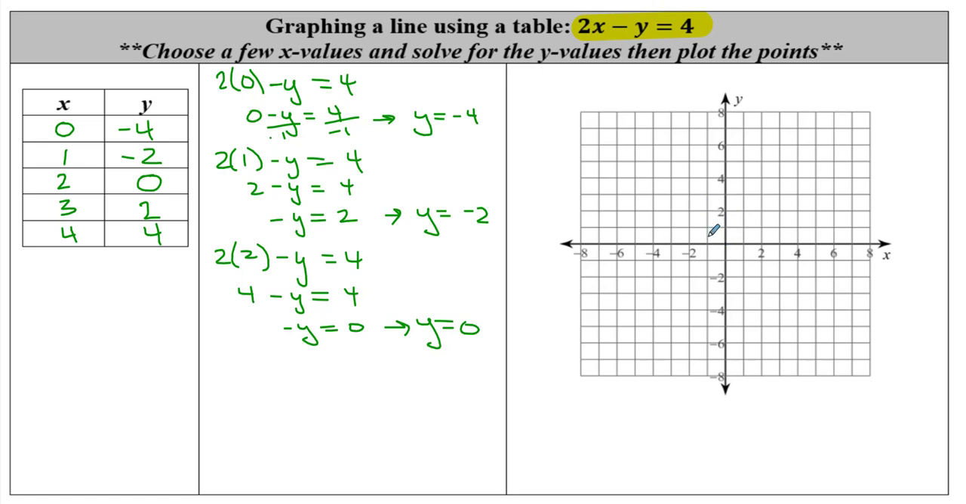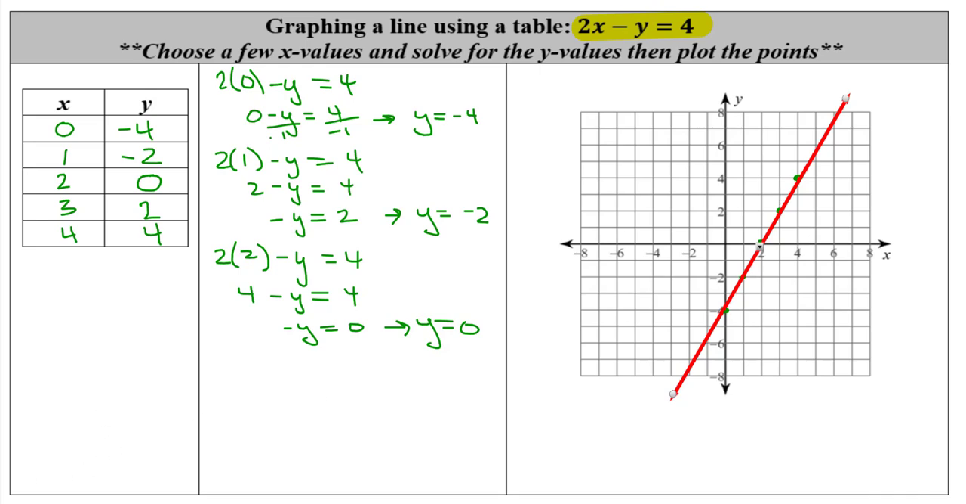So let's go ahead and plot these. We got (0, -4), (1, -2), (2, 0), (3, 2), and (4, 4). Alright, so I will typically tell you how many dots I would like to see on your graph. This is a healthy amount. It actually matches the amount that we have on our table. So let's go ahead and draw our line. Please use a straight edge of some sort. Make it look as neat and identifiable as you can for these solutions.